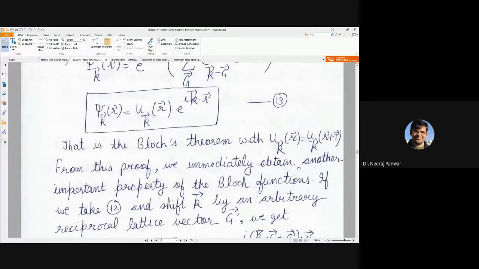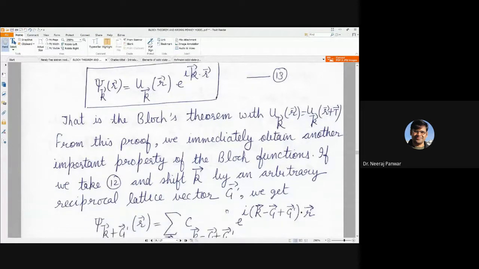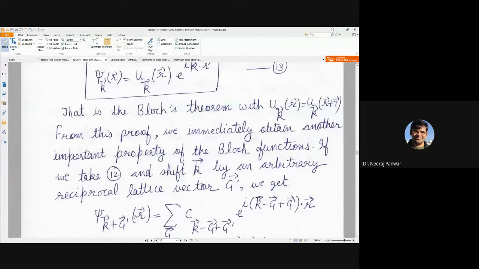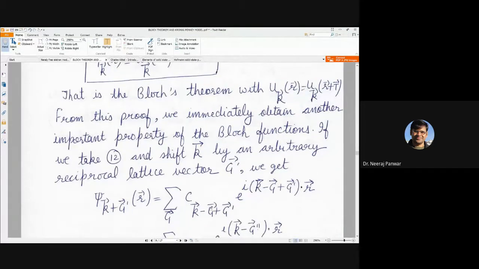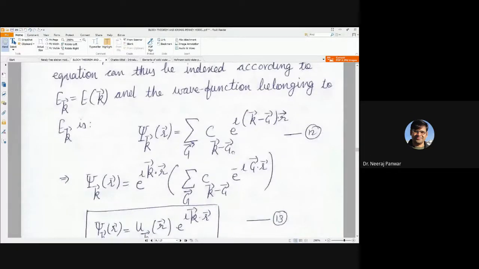From this proof, we immediately obtain another important property of the Bloch functions. If we take this equation 12 of the wave function and shift k by an arbitrary reciprocal lattice vector g prime, we get psi_(k plus g prime)(r) equals summation over g of c_(k minus g plus g prime) e to the power i(k minus g plus g prime) dot r. Because the difference of two reciprocal lattice vectors is also a reciprocal lattice vector, the difference of g and g prime can be expressed as summation over g double prime of c_(k minus g double prime) e to the power i(k minus g double prime) dot r. And it is the same equation as we are having in this equation.